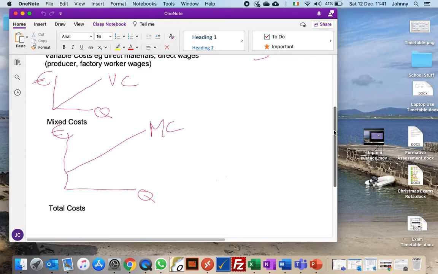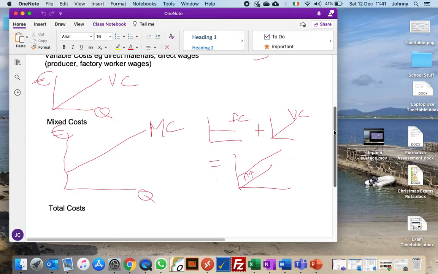Now, how did we get that? Well, we started off with a fixed cost line because there's a fixed cost element in it, and we add to that there's a variable cost element in it. This is the amount of units of electricity that we use. We add those two together, and basically what happens is the variable cost line gets shifted out by the amount of the fixed costs. So that's how we end up getting the figure for mixed costs. That's how we end up getting that diagram.